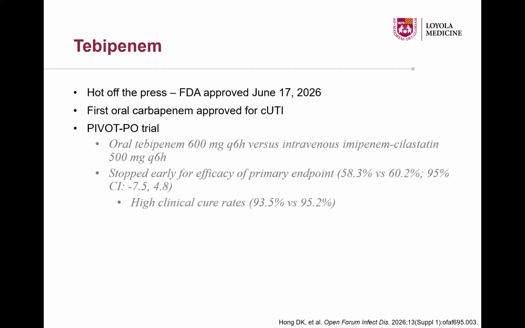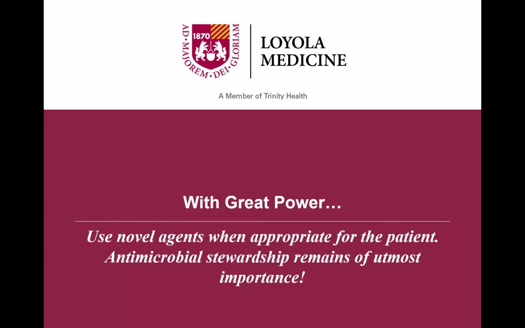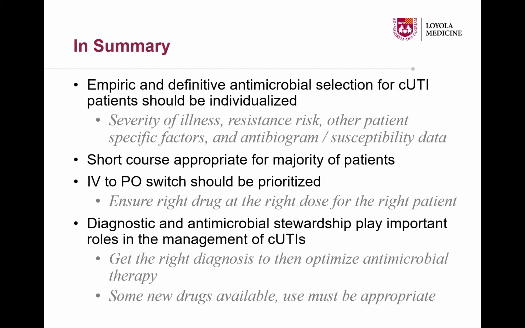It's important that we continue to think about what patients we're using any of these therapies in, because with great power, we know there's great responsibility. So use these novel agents when appropriate for the patient, and the antimicrobial stewardship piece of it remains of the utmost importance. So in summary, empiric and definitive antimicrobial selection for complicated UTI patients should be individualized. We follow the algorithm set out in these guidelines and really think about the key aspects that might dictate what is appropriate clinical therapy for these patients.